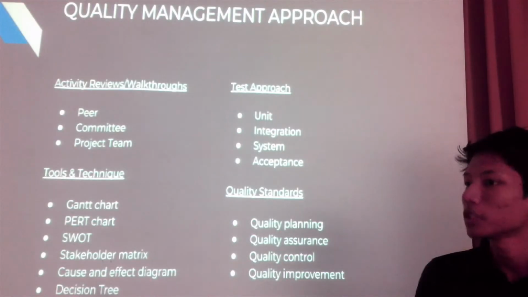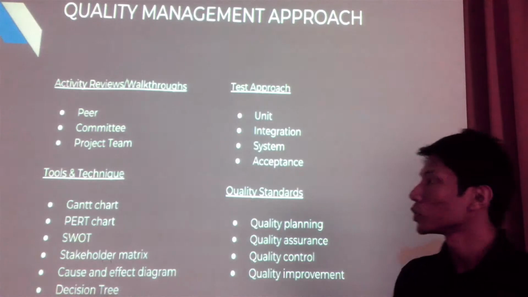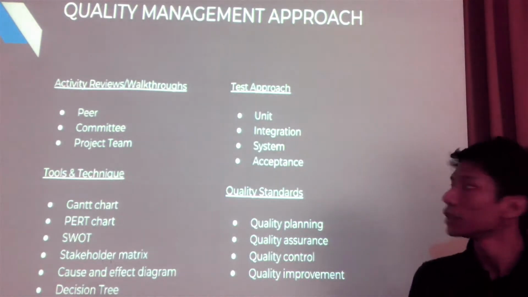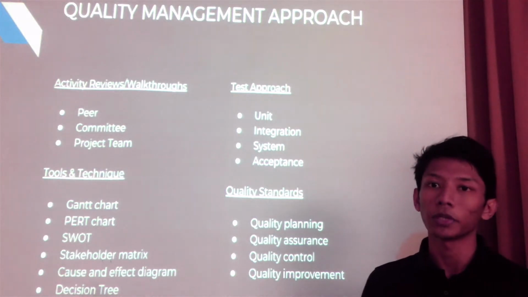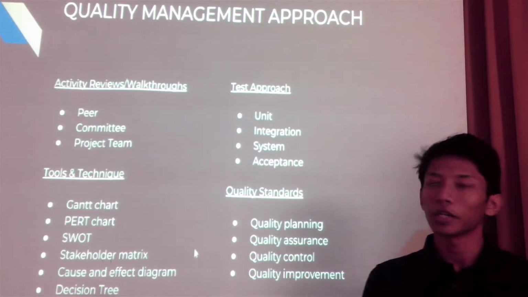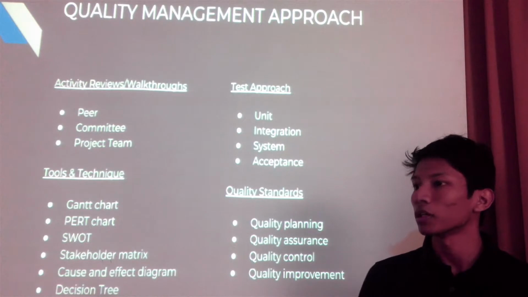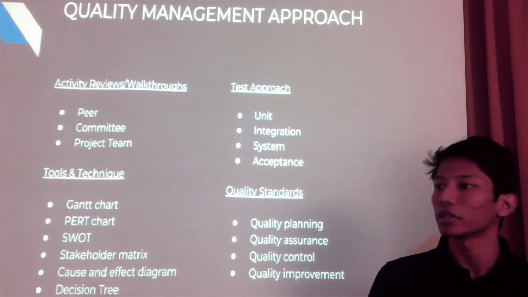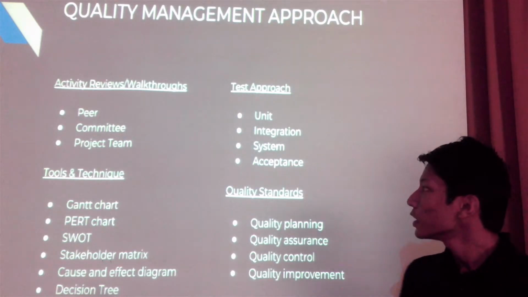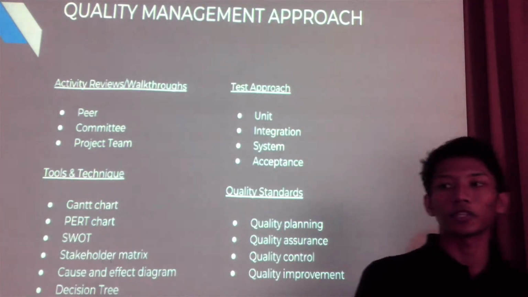Okay, next we move on to the next part, which is the quality management approach. For the review, we have three components: peer, committee, and project team. For the peer, we provide recommendations on the completeness and detail of the project. Here we confirm that unclear or ambiguous requirements did not occur. For the committee, we involve some of the stakeholders.